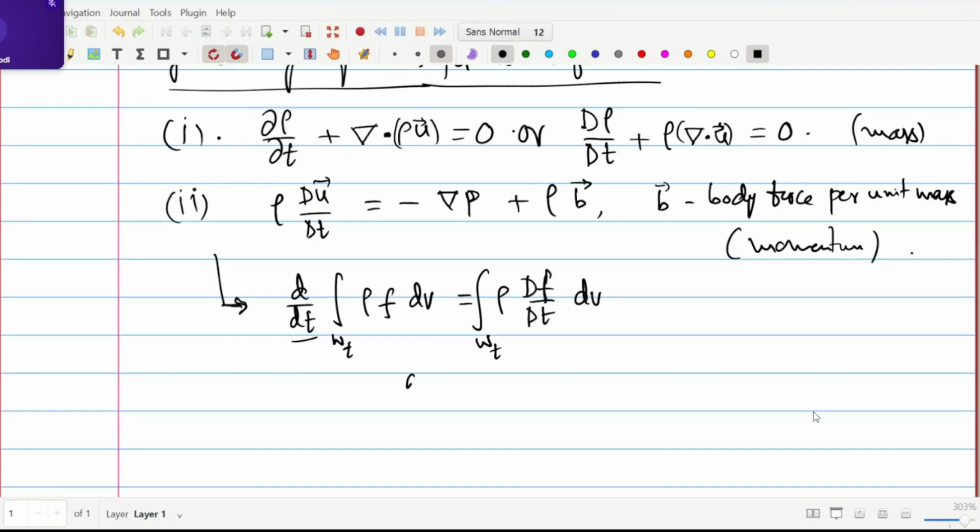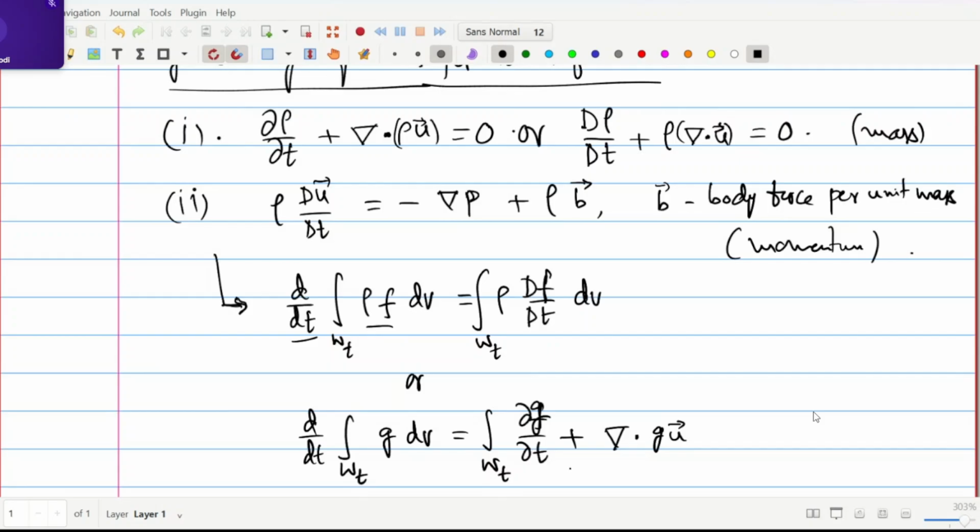So this is one version. Or what else you have? The same thing without rho: let's take rho f as g, a scalar function, dV. Then d/dt over Wt of g dV is the integral of dou g by dou t plus divergence of g into u. This you remember. It looks something like your mass equation.